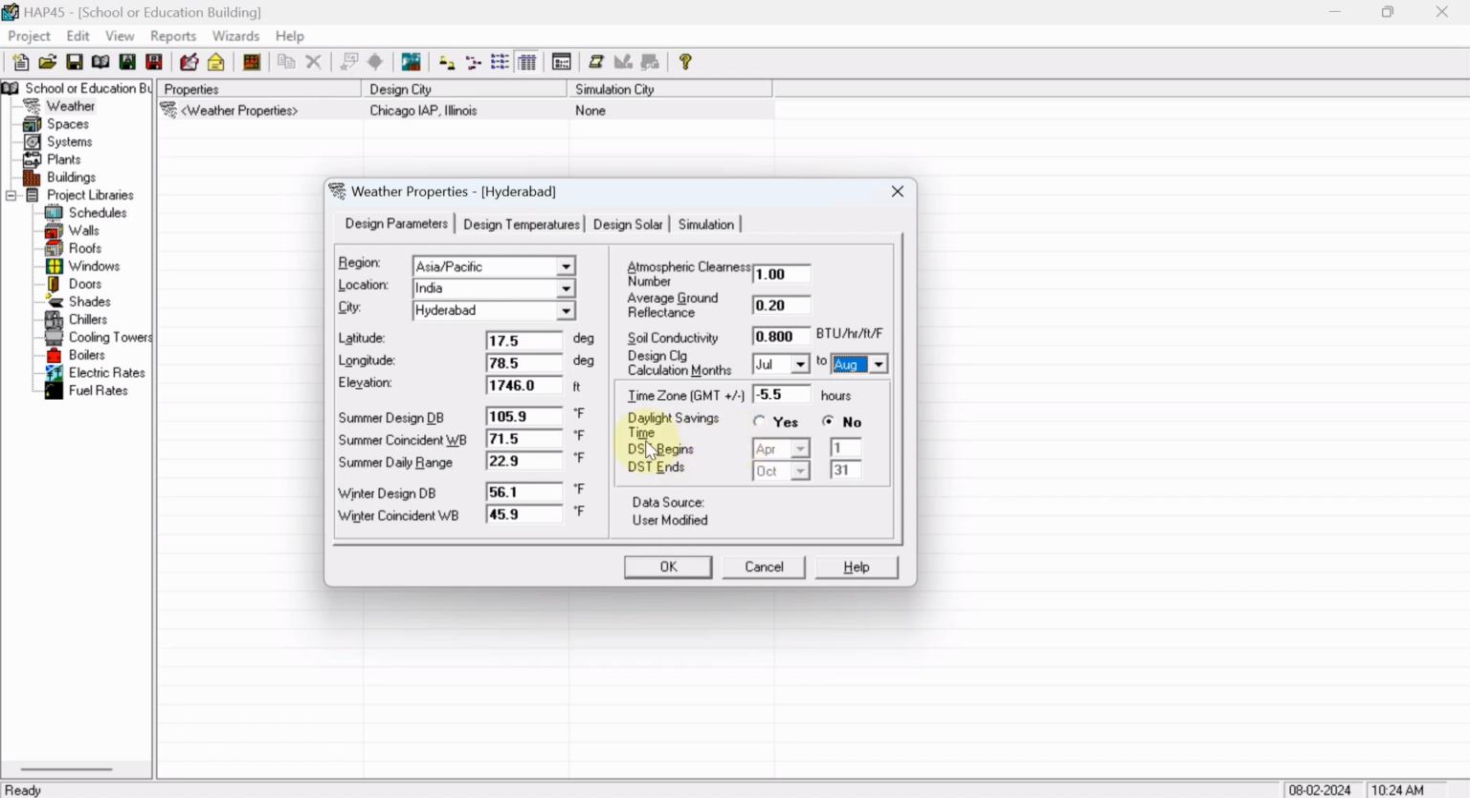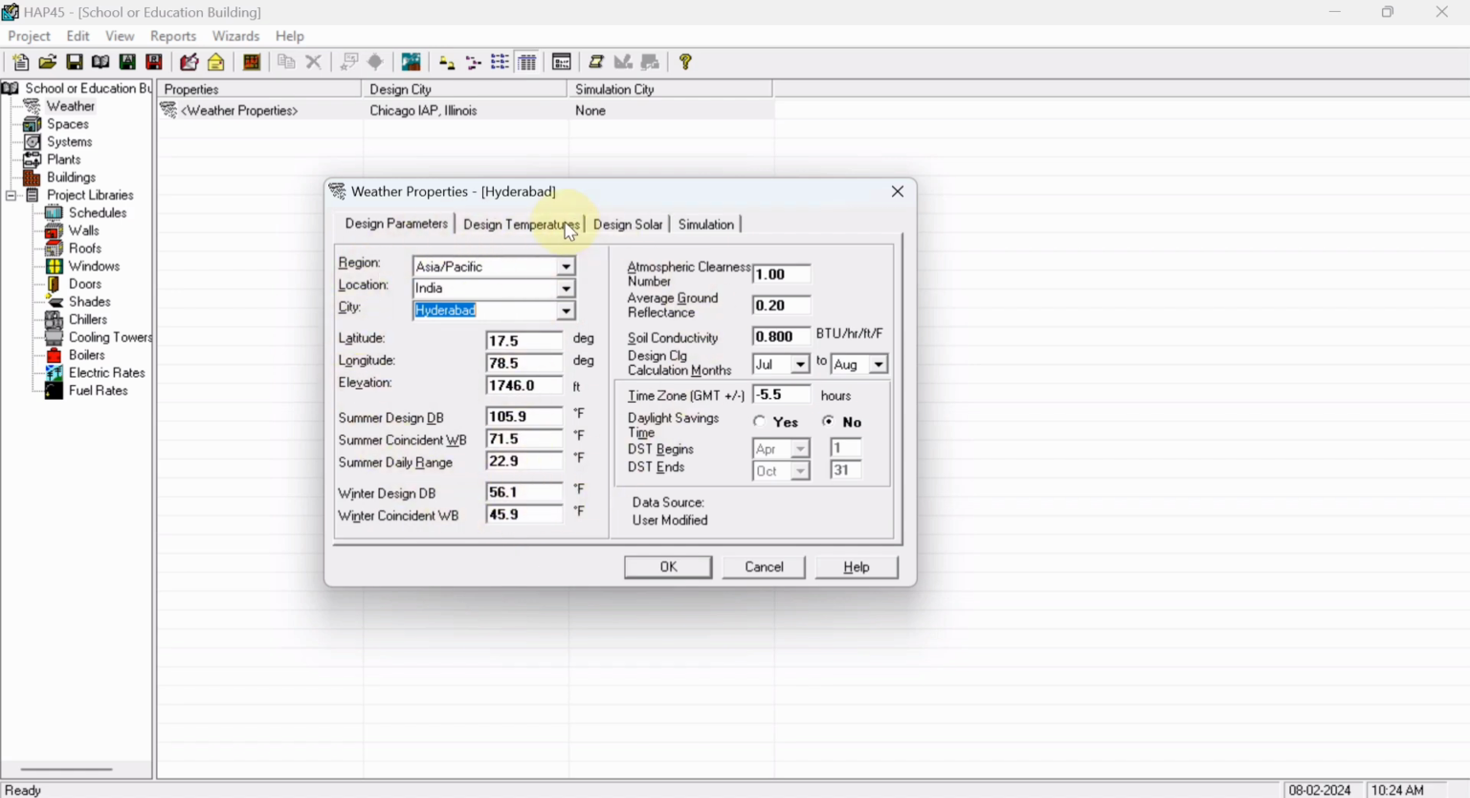Now the next thing is daylight saving time. Here also an option is given. Some regions observe daylight saving time, where clocks are adjusted forward by 1 hour during part of the year to extend daylight in the evening. So here, whatever is written, you just have to hit no. And data source is user modify, because we are modifying, since the city is not available here in HAP. We have typed Hyderabad and we are defining it from ASHRAE 2021.